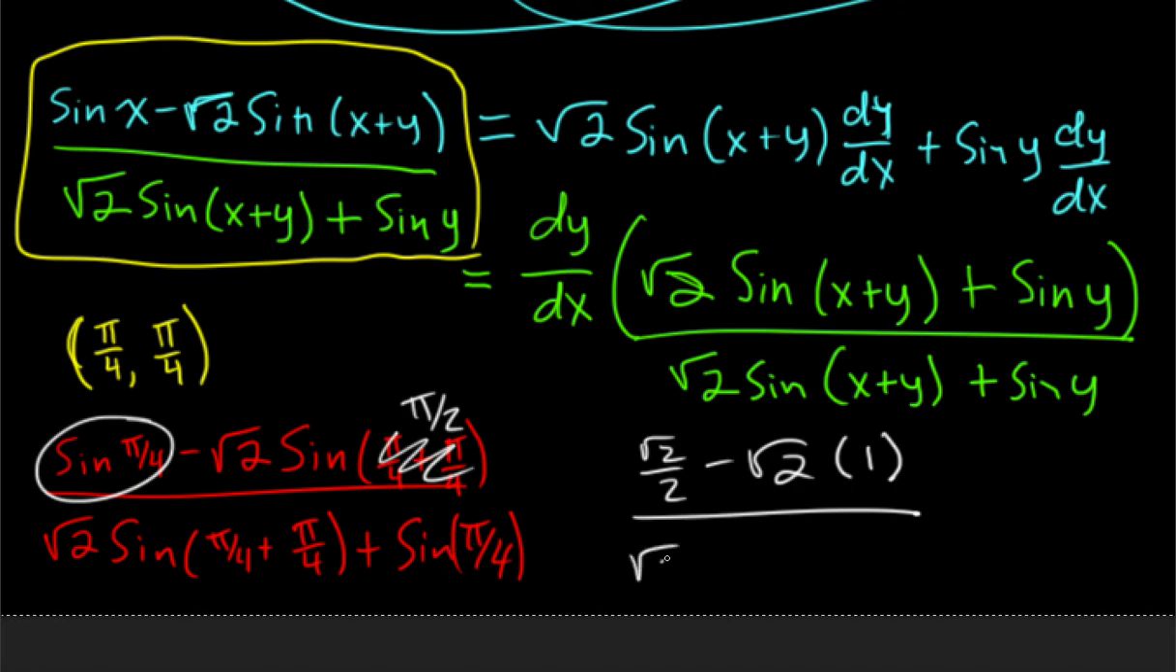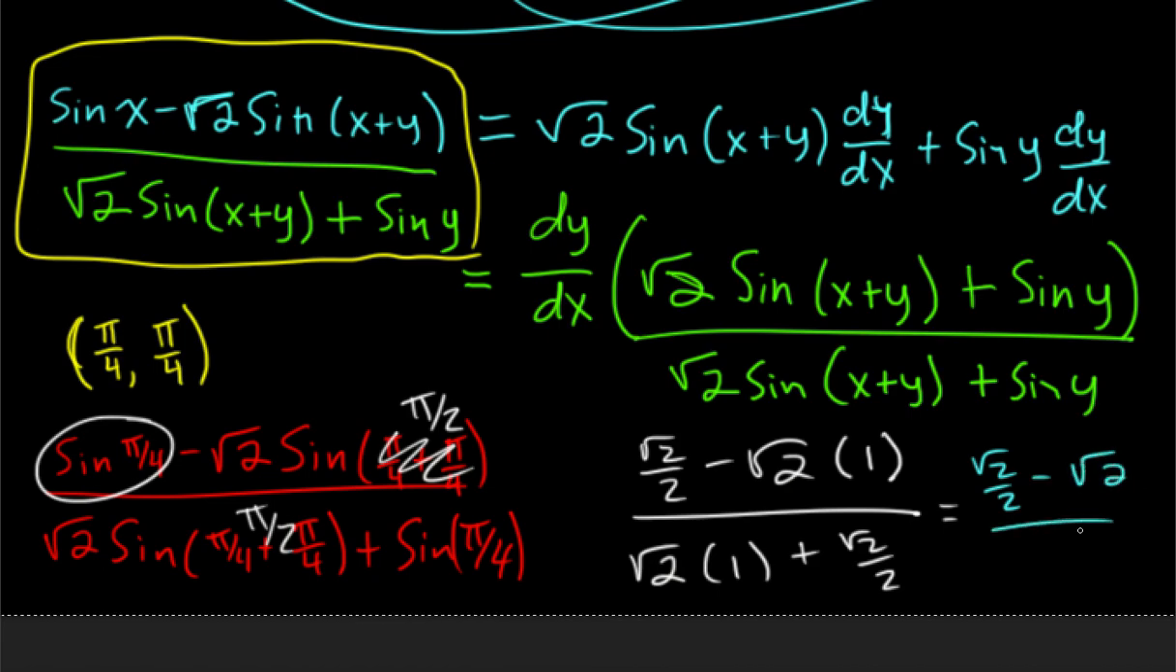Down here, we have square root of 2. This is also pi halves, so that's going to give us a 1. And then pi fourths is square root of 2 over 2. Okay, so if we simplify this a little bit more, we have square root of 2 over 2 minus square root of 2. Then we have square root of 2 plus square root of 2 over 2.